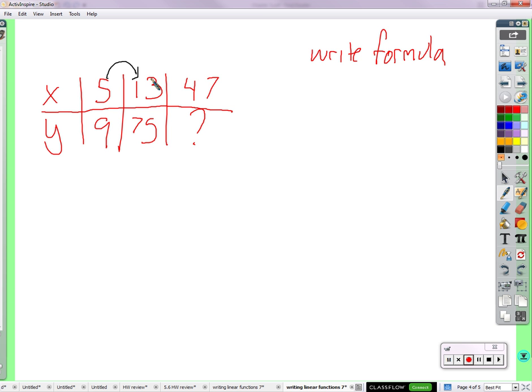To figure out how big this jump is, we can count it. If it was a really big gap, though, we wouldn't want to do that. We would just take 13 minus 5, and that would tell us that the jump is 8. What? The jump is 8. From 9 to 75, how big a jump is that? Well, 75 minus 9 tells us it's 66. Hey, that's what I did. So we want to get that ratio of, this many X's means this much change in Y.